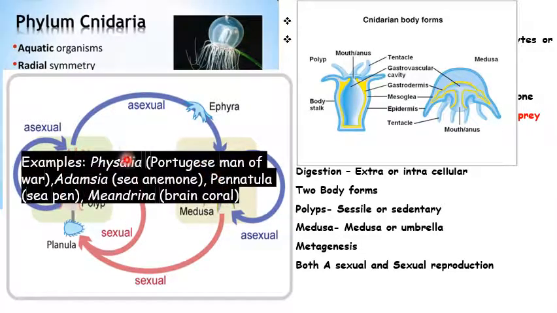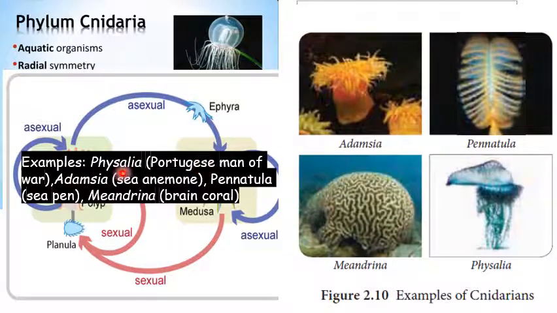So these are some examples of phylum Cnidaria. We have the Portuguese man of war, which is known as Physalia. This is Physalia, and it has stinging cells, so it is highly toxic. This Portuguese man of war you can see in many coastal regions. Sometimes they grow abundantly, and they wash ashore. And we have sea anemone. This is sea anemone. You can see a clear polyp structure here. And brain coral. This is known as brain coral, and a sea pen.